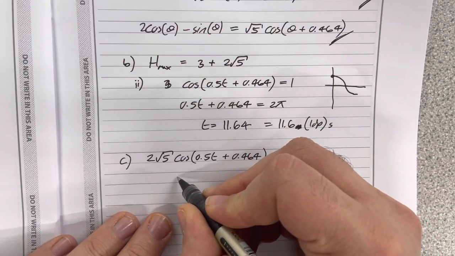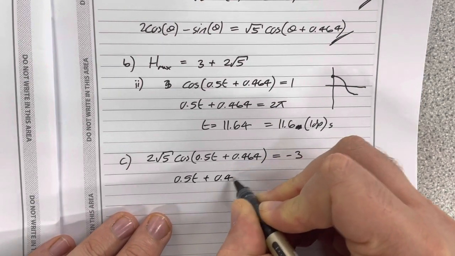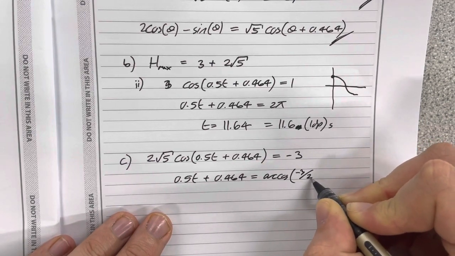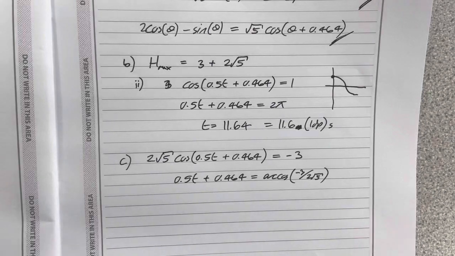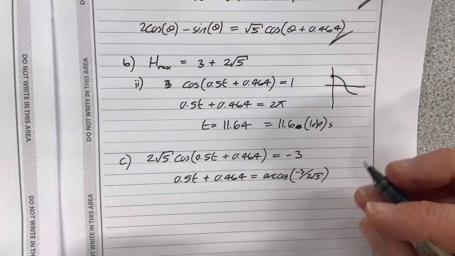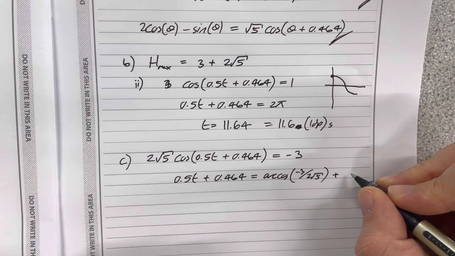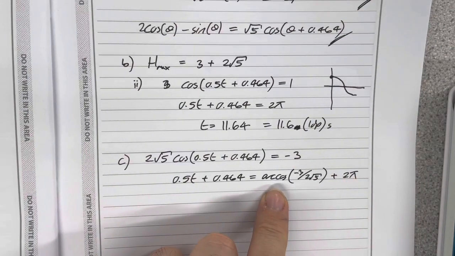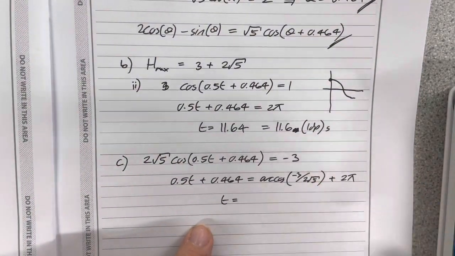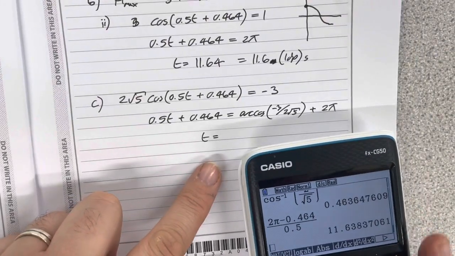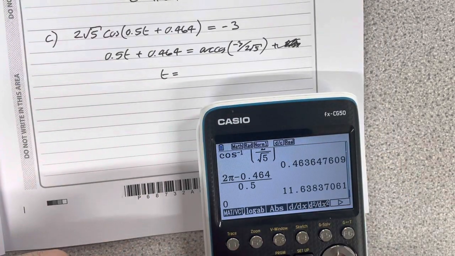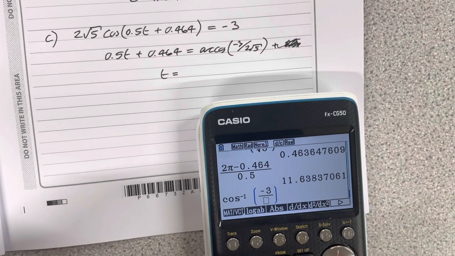And there'll be 2 values of t for which this is true, and we want to do the biggest, subtract the smallest. So 0.5t plus 0.464 is going to equal arc cos of -3 over 2√5. That's clearly going to be a negative number, so I want to add 2 pi to that to give me a solution in the positive numbers. And then I can calculate t from that. Oh no, that wouldn't give me negative because it's arc cos. That's fine. Okay, so inverse cos of -3 over 2√5.